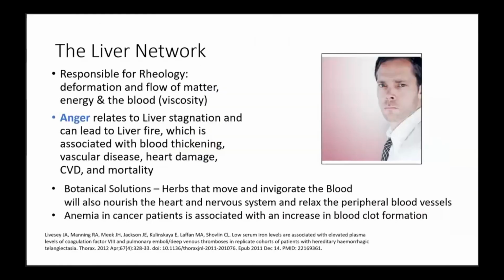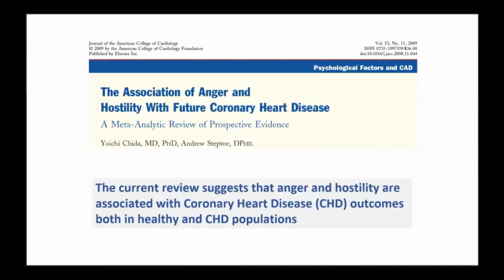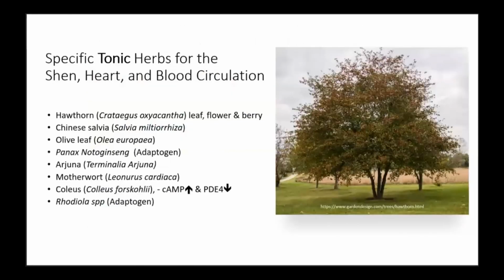The liver and anger, super important. We have to make sure that the liver energy moves. The person can deal with their emotional traumas. Definitely good to get emotional trauma work done to help with the liver. And you can help with all these formulas and herbs that will move the liver and promote the free flow of energy for them. Association of anger and hostility with future coronary heart disease, right? Back to this Chinese medicine concept, liver stagnation leads to problems, leads to disease.